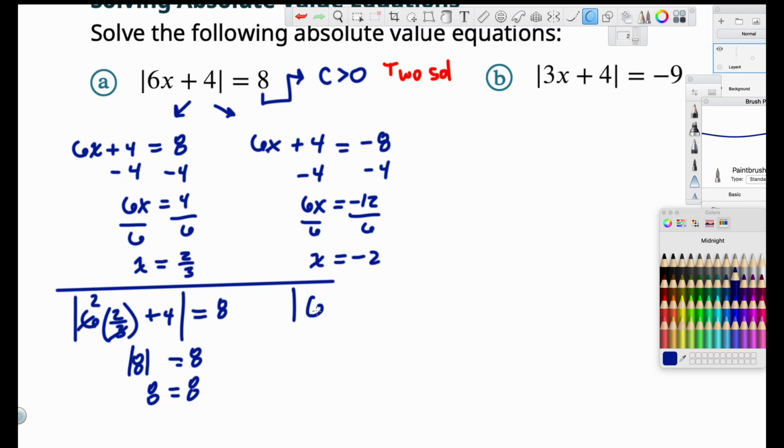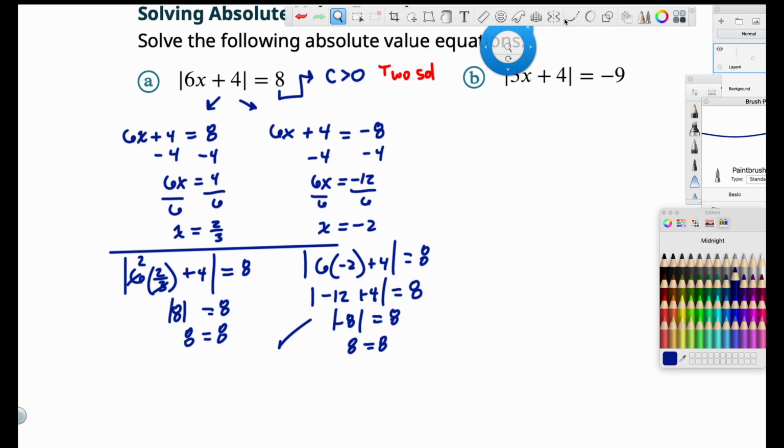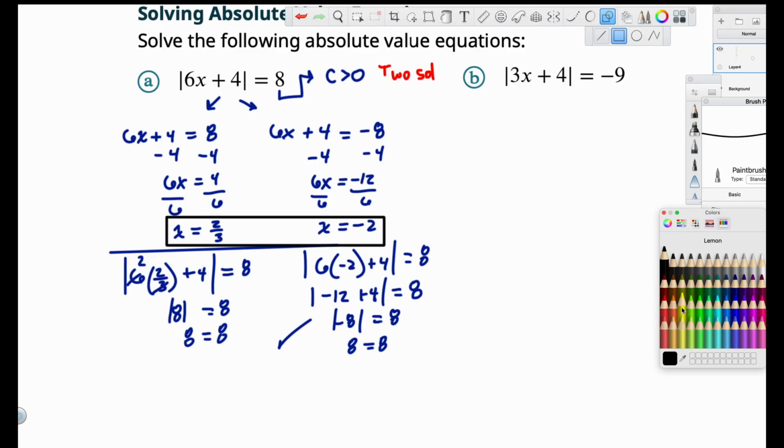We have the absolute value of 6 times negative 2 plus 4 equals 8. 6 times negative 2 is negative 12 plus 4. Negative 12 plus 4 is negative 8. The absolute value of -8 is 8. So that worked. All right, so two solutions, and those solutions were 2/3 and -2.